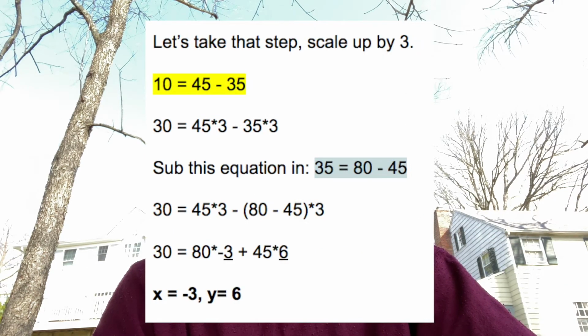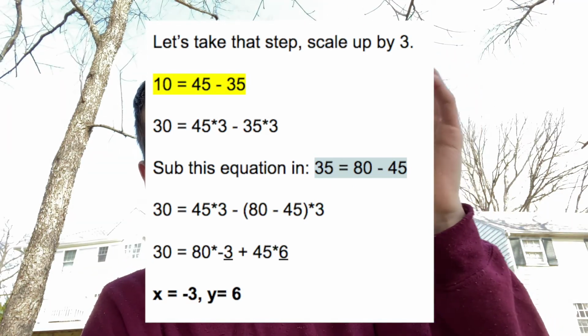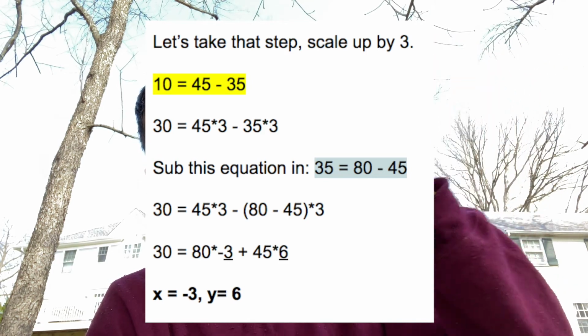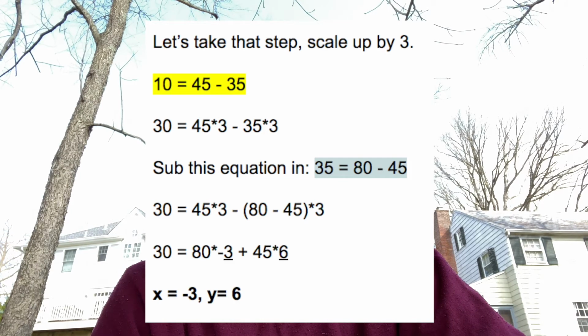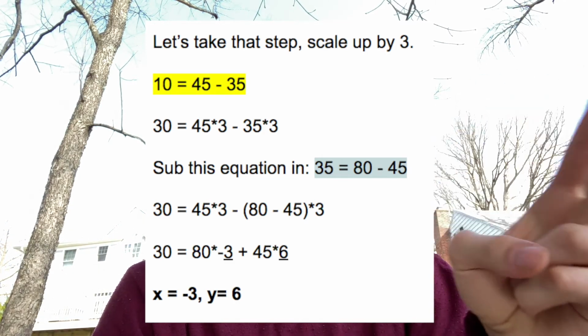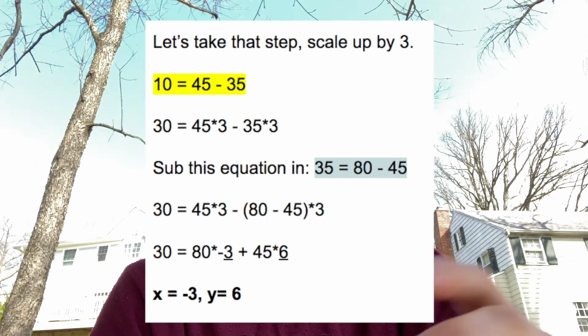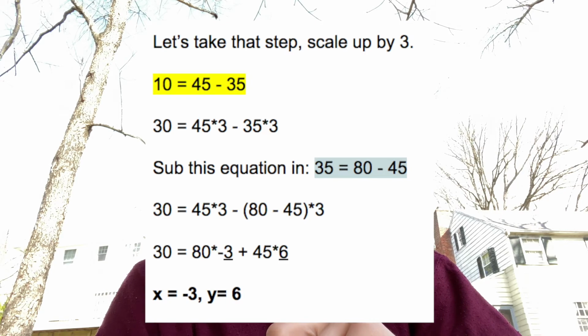So let's start with our 10 equals 45 minus 35. And then we can also manipulate the first equation, get 35 in terms of 45s and 80s, sub that in, and then we end up with 30 in terms of 45s and 80s, and we're good. So the answer turns out to be 30 equals 80 times negative 3 plus 45 times 6.